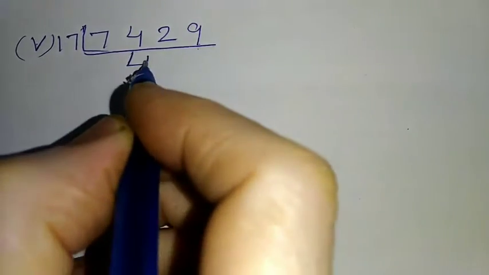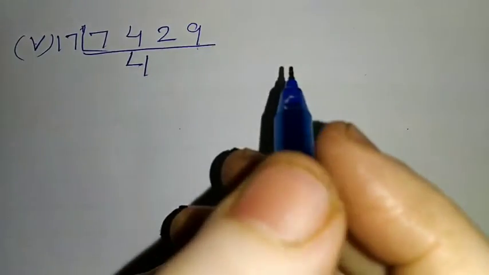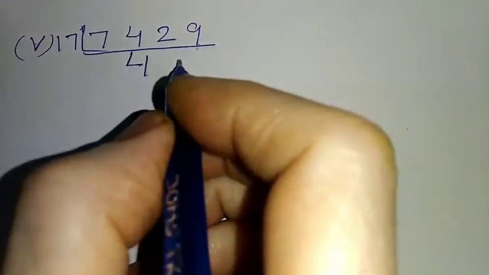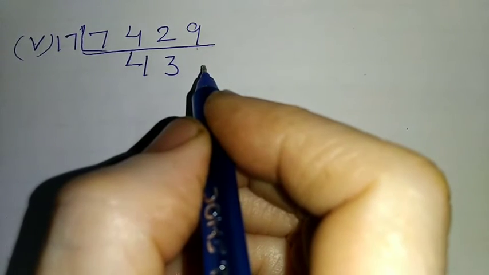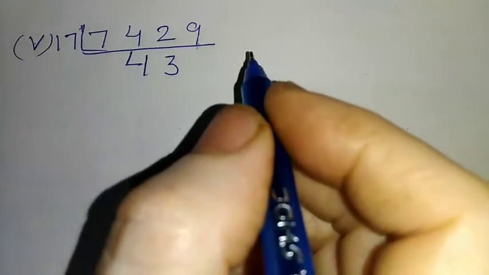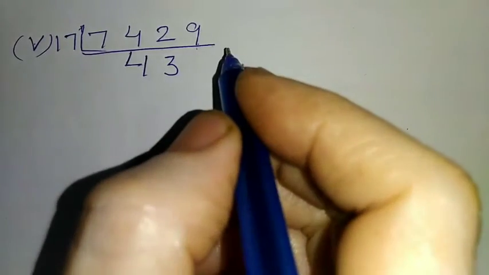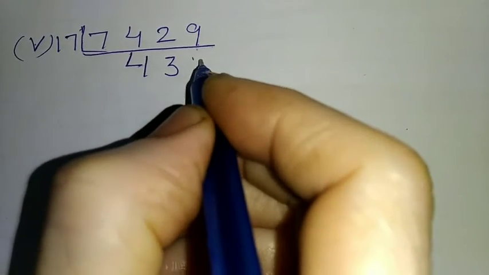It's divisible by 17. 17 fours are 68, and now 17 threes are 51, and then 17 sevens are 119.